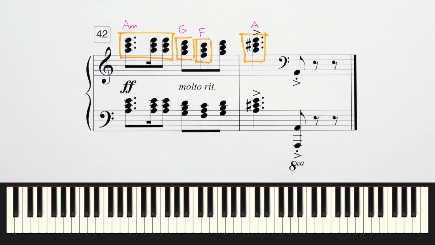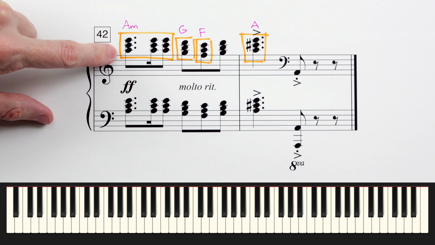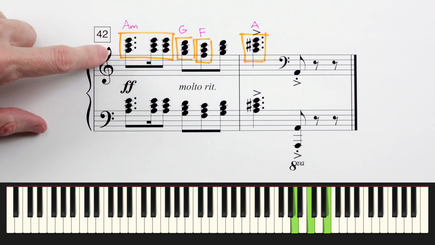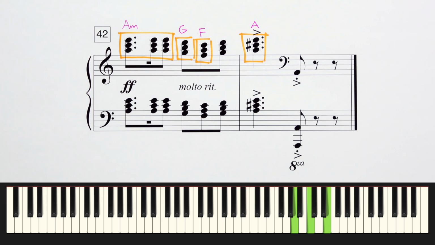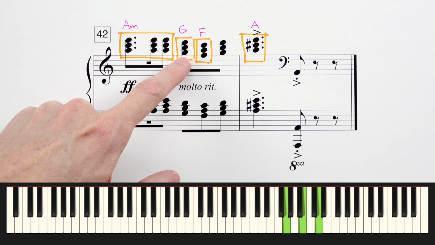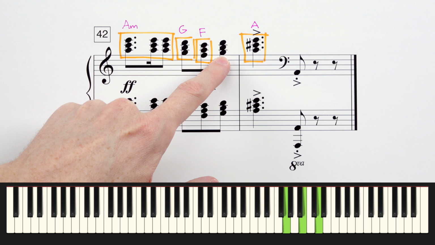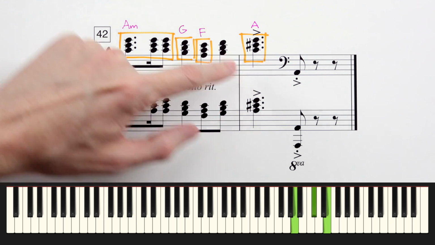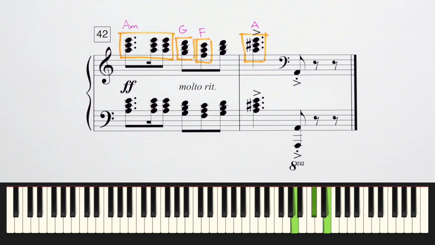Okay, this first chord is an A minor triad. Notice we've got these three ledger lines, A, C, E, which spells ace. The top three ledger lines of treble staff spell ace. So that's an A minor triad, and then a G major triad, F major triad, back to G major, and then because that C sharp in the middle now gives us an A major triad.